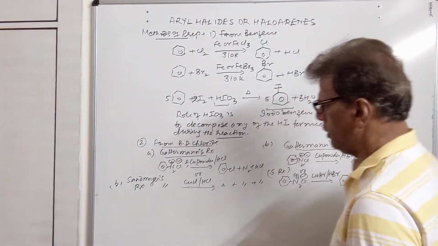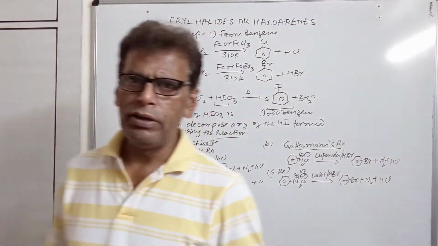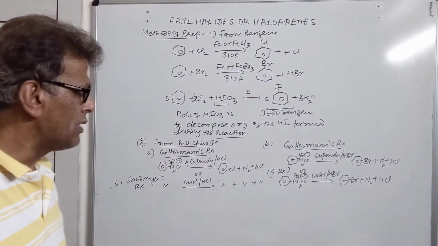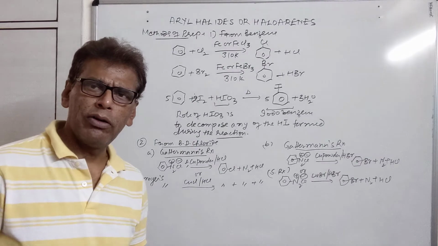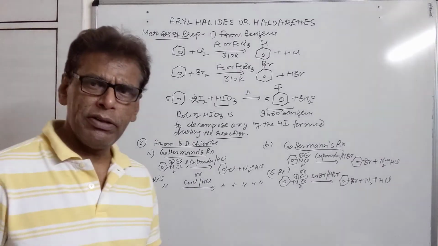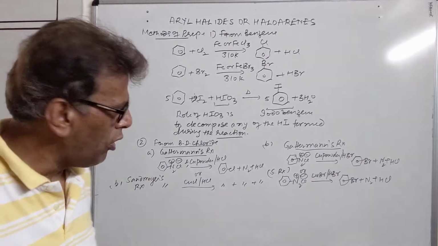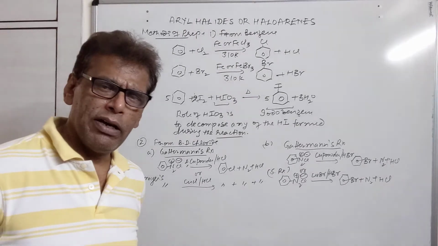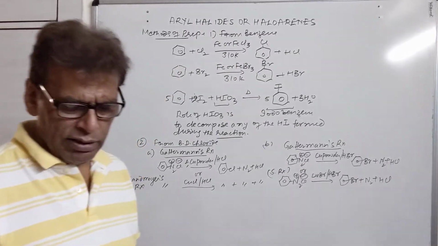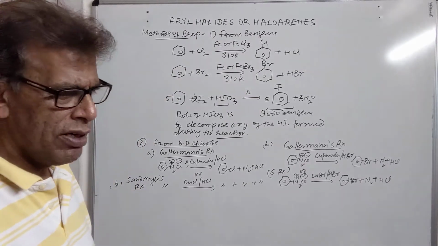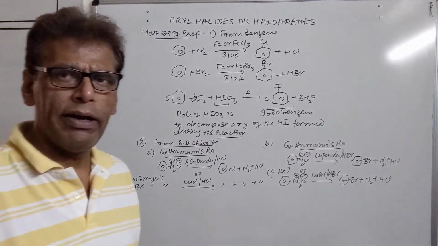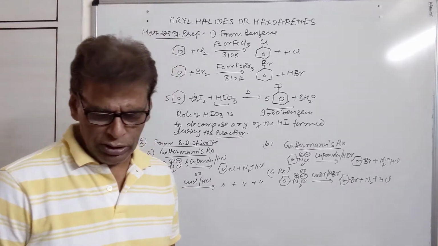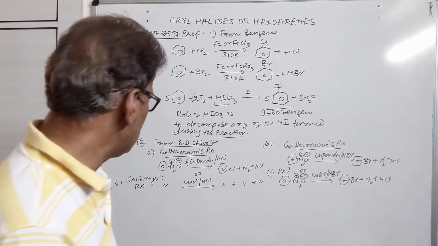So these are two reactions by which benzene diazonium salts are changed into chlorobenzene and bromobenzene. The two name reactions involved here are the Sandmeyer and Gattermann's reaction. They have a slight difference. In one reaction we are using copper halide. In another reaction we are using copper powder in the presence of halogen acid.